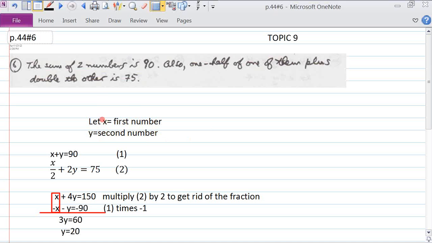We're going to set this up with two variables because we're told the sum of two numbers is 90. So let x equal the first number and y equal the second number. The sum of two numbers is 90. That's this equation right here, equation 1. Also 1/2 of 1. So I'm going to take x over 2. That's 1/2 of 1.